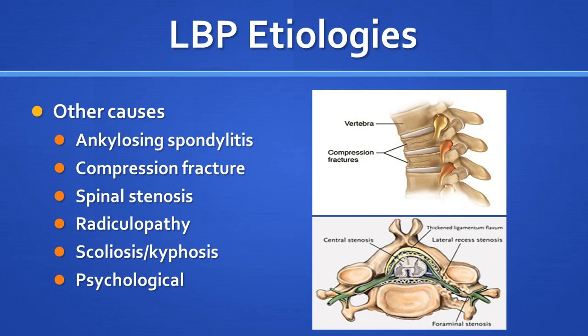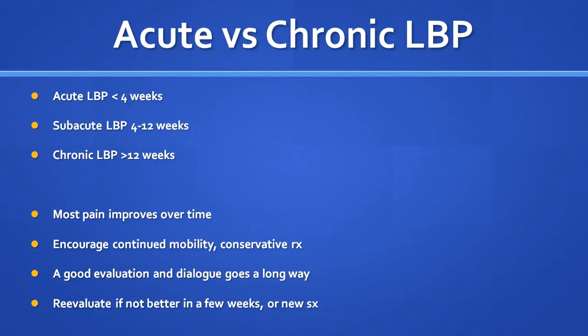Other causes of low back pain include ankylosing spondylitis, which we do see in this population of age 18 to 50. Compression fracture, usually someone older, but don't forget that there are 50-year-olds out there with osteoporosis. Spinal stenosis, radiculopathy, or pinched nerve, and the biomechanics related to abnormal spinal positioning from scoliosis or kyphosis. And of course, the psychological components related to back pain. People can put their stress in their back just like some people get headaches when they're under stress.